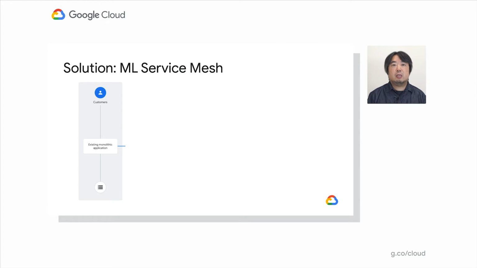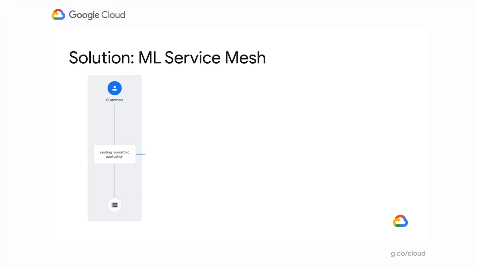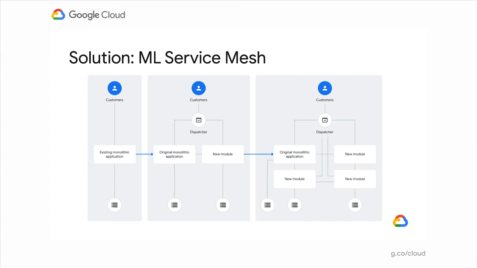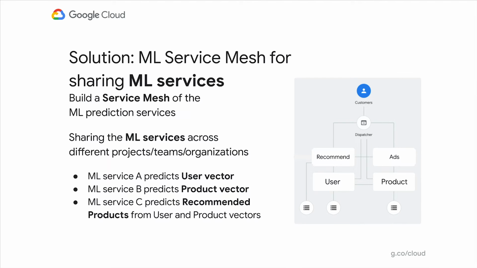So the solution could be building a machine learning service mesh. You could start with building a monolith, a service that has everything inside it, but gradually you can split your responsibility into multiple microservices. And eventually you would have a bunch of microservices that can be easily composed to build a final machine learning service for the clients or consumers.